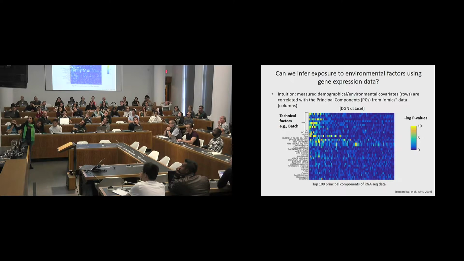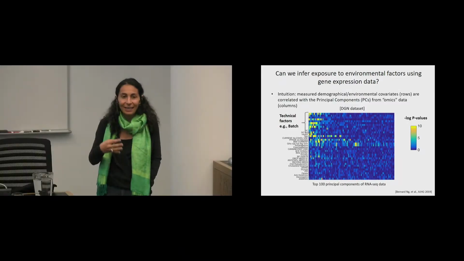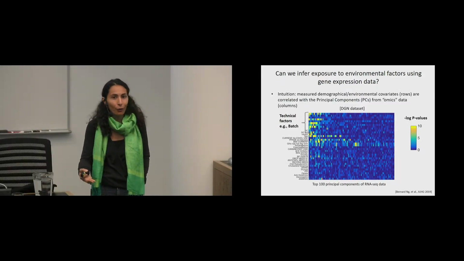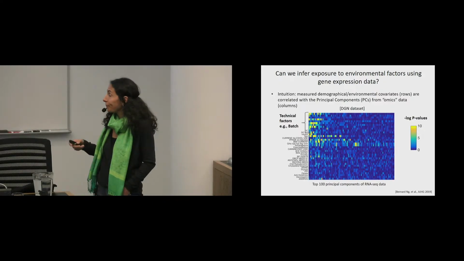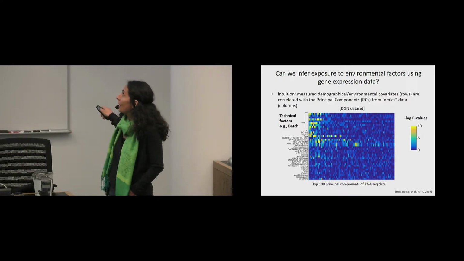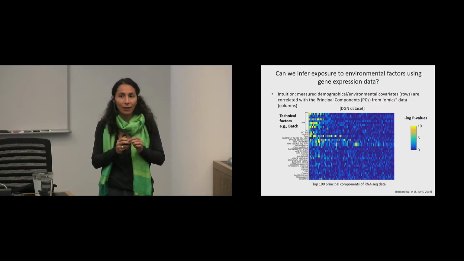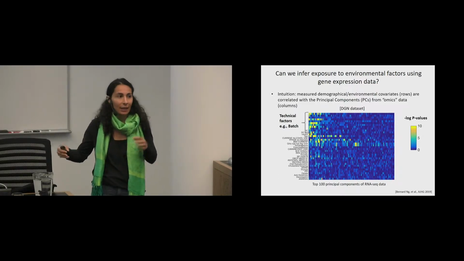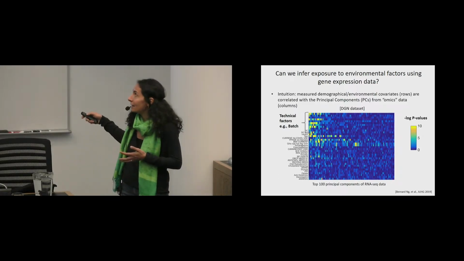The top here are technical factors that we're not that interested in, for example, which batch each sample was run on. But beyond that, we have things like sex, medication intake, whether or not the person exercised, whether or not they ate something before the blood was drawn. And then the heat map shows the p-value for the strength of the correlation between these top PCs and each of these variables that we have access to.